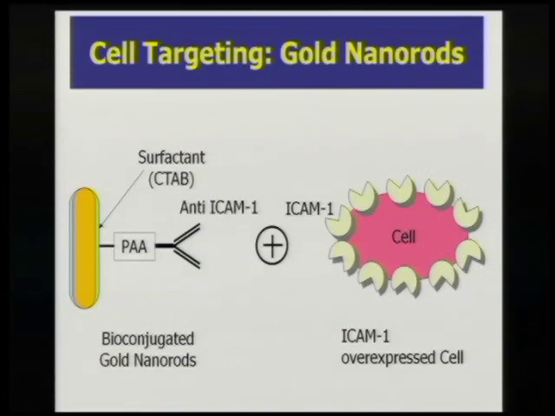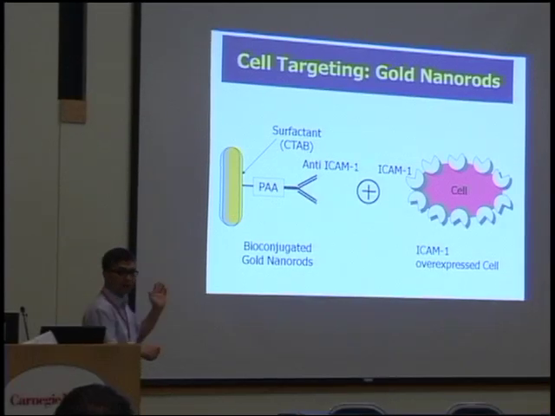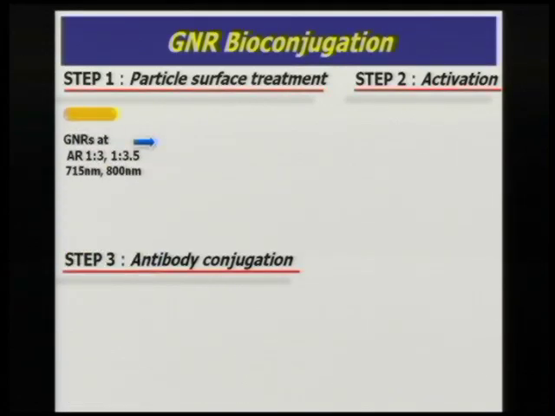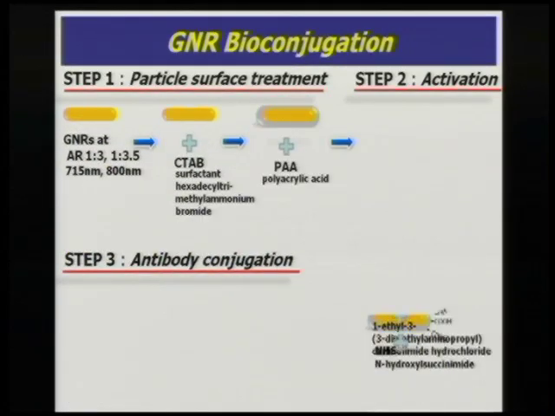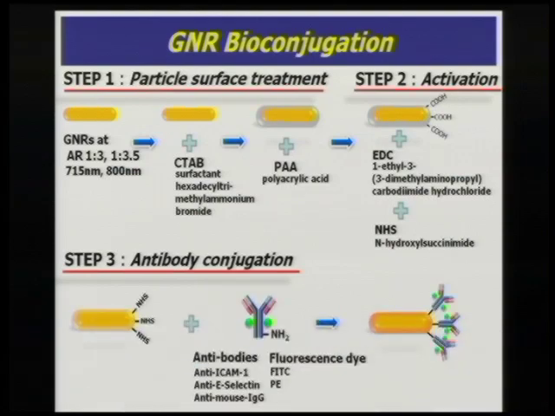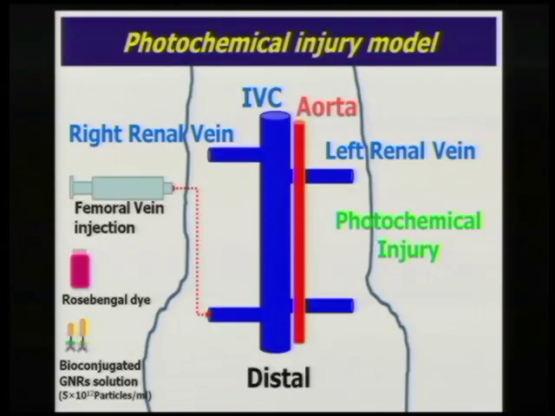So the idea is that you have gold nanorods, and if we are interested in a specific biomarker, for example ICAM1, which is one of the inflammation biomarkers, we bind anti-ICAM1 to it, let it bind, and shine 700 nanometer, which is the absorption peak, and then it will beep. I will skip all the process of how to bind the antibody here.